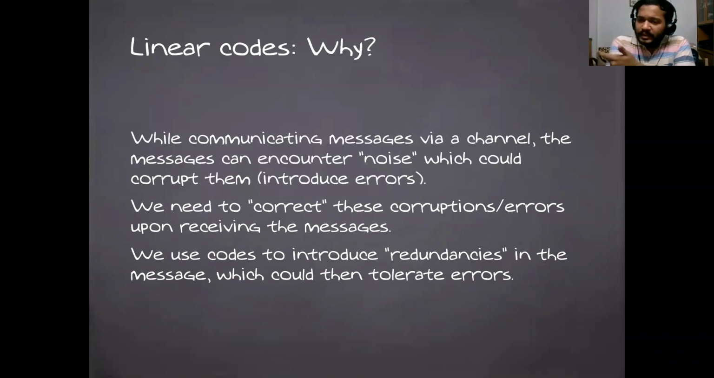If you have only 10 symbols in your message and 4 of them get corrupted, there is not really much chance of recovering it completely, because you have lost 4 bits of information. So in order to make sure that we don't lose information even on losing a few bits, we need to increase the length of this message by introducing redundancies. So instead of 10 symbols, we will map the same message into a larger message with 15 symbols, let's say. And this is called an encoding map.